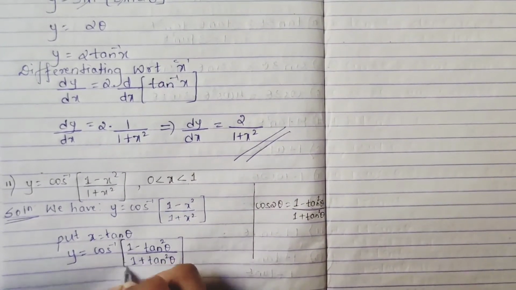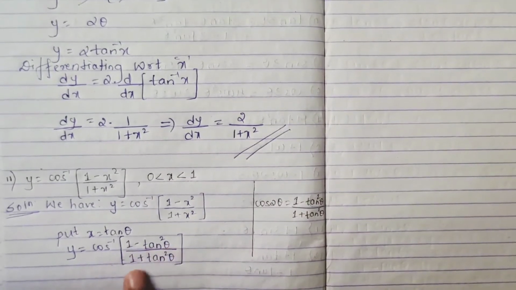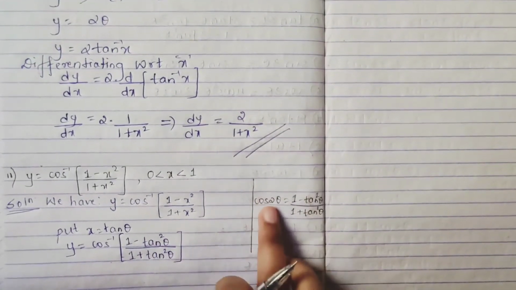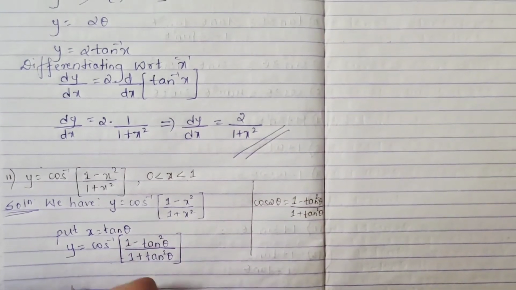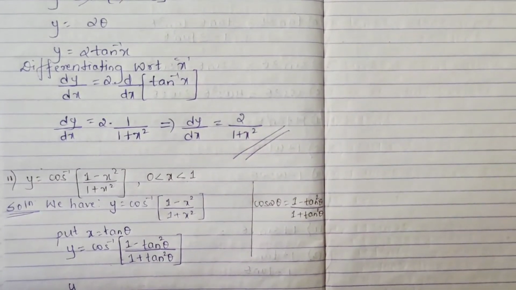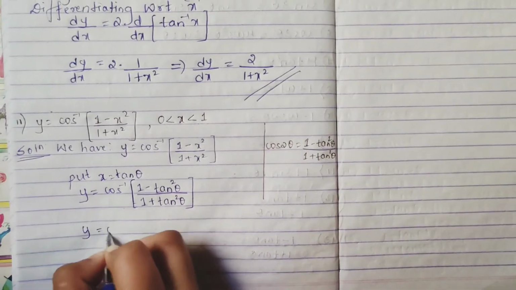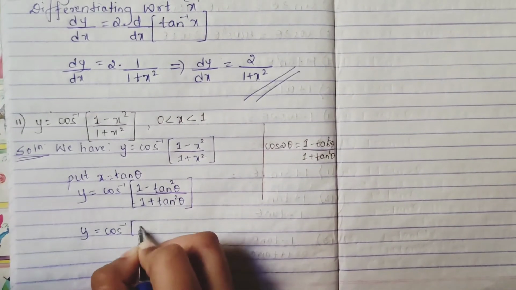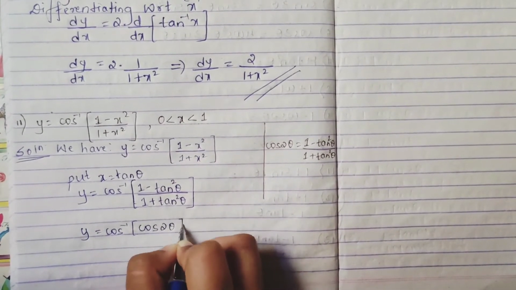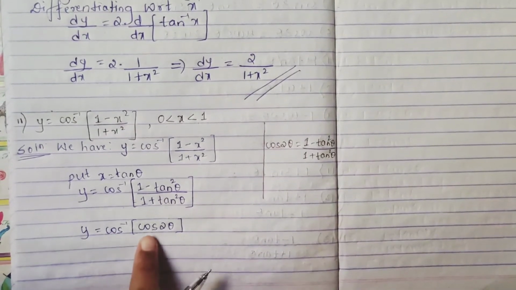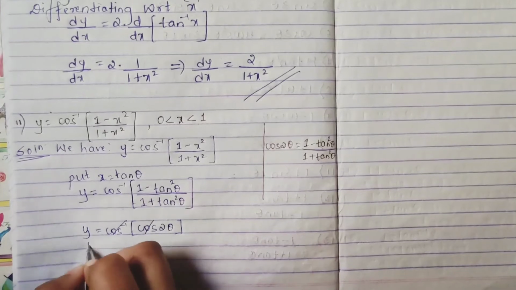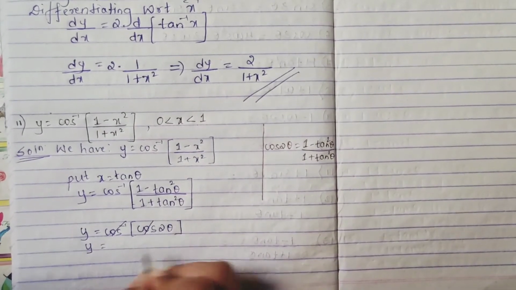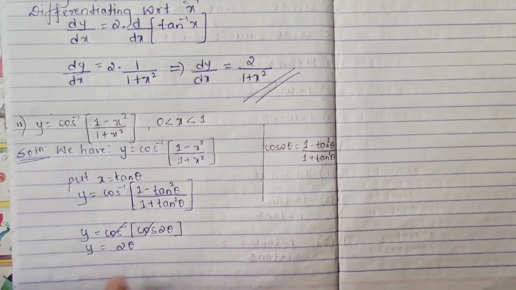Yes, we have got it. So the formula (1 minus tan square theta) by (1 plus tan square theta), what is it? Cos 2 theta. So this will be replaced by cos 2 theta. So y is equal to cos inverse of cos 2 theta. As I have told you, cos inverse and cos cancel off. I will be left with y is equal to only 2 theta.